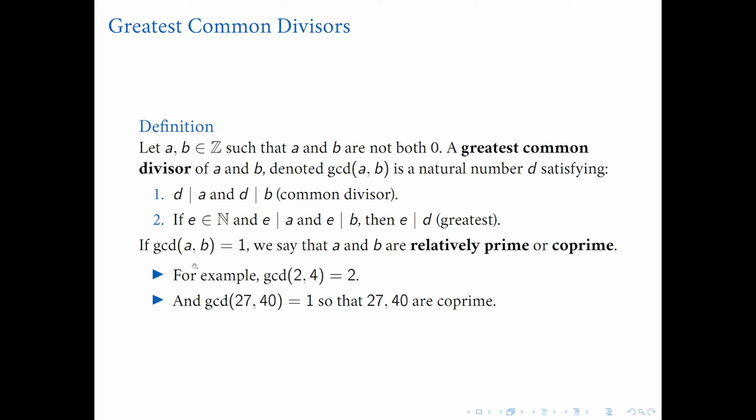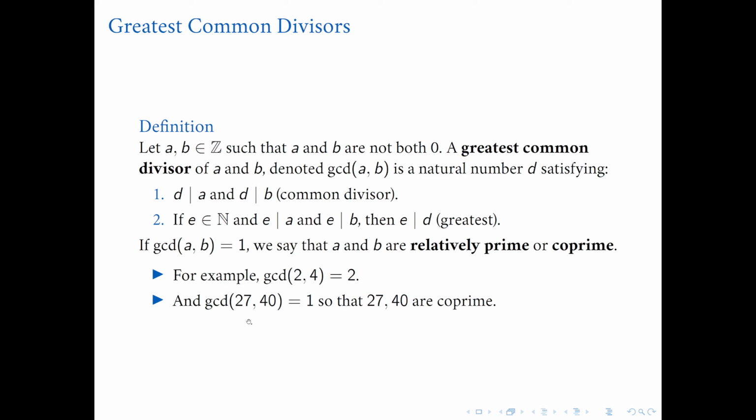In the special case where the GCD of a and b is 1, that is, 1 is the only common divisor, we will say that a and b are relatively prime, or sometimes people say co-prime. Either of those is fine. And just some quick examples, the GCD of 2 and 4 is 2, clearly, because 2 divides both of them. And the biggest integer that goes into the first one is 2, so 2 must be the largest.